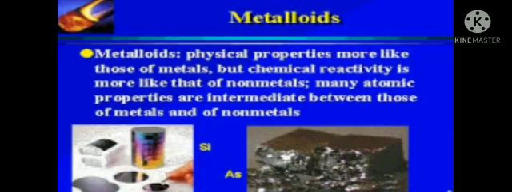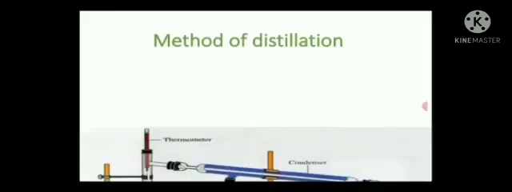Metalloids. Physical properties more like those of metals, but chemical reactivity is more like that of non-metals. Many atomic properties are intermediate between those of metals and of non-metals.